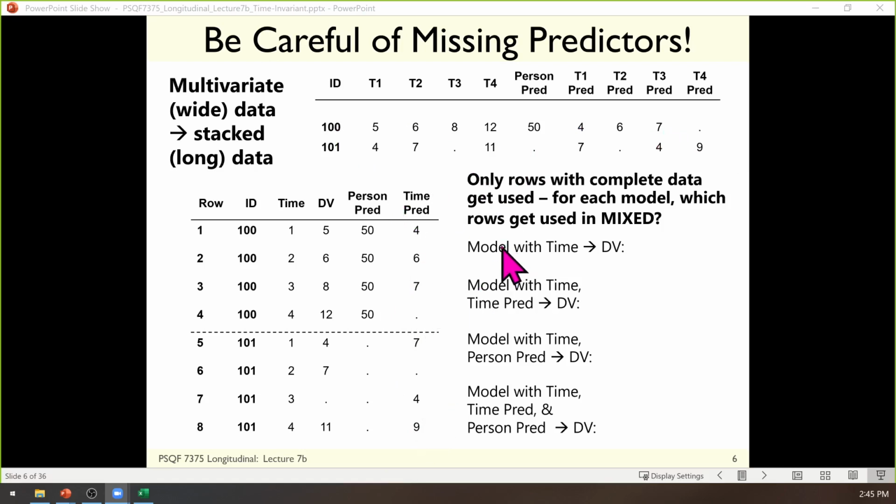So if I have a model here that is unconditional, so just time predicting the outcome variable, then I get to use rows 1, 2, 3, I get to use 5, and I get to use 8, because I have time and DV. If I add in my time varying predictor, then I only get to use rows 1 through 3, 5, and 8. If I add in the person predictor, here's the bad one. If you have a time invariant predictor that is missing, your whole person is gone because all of their rows would be incomplete.